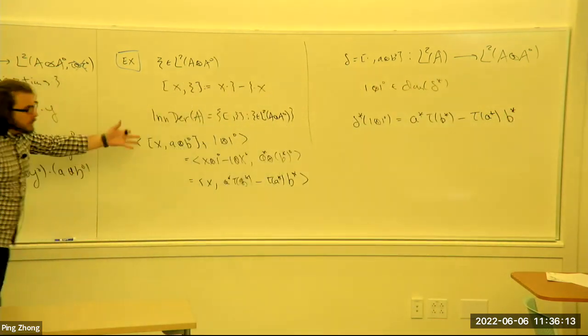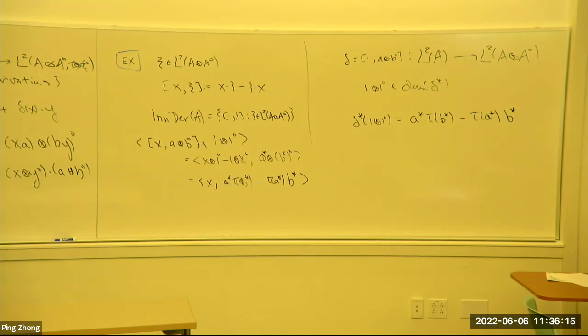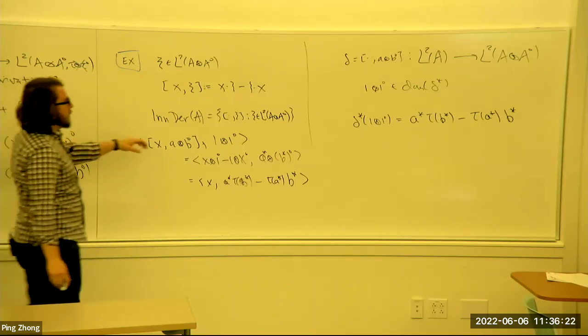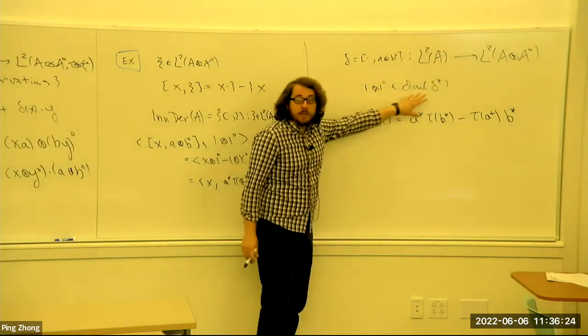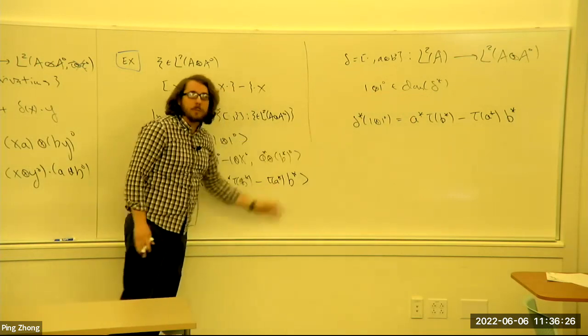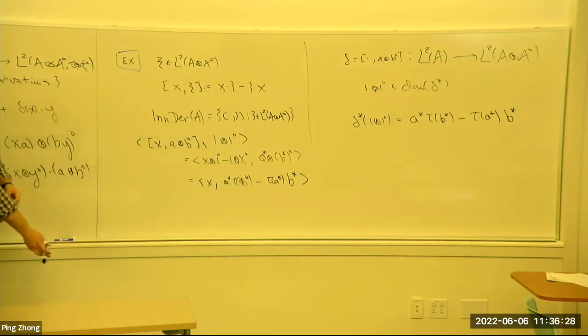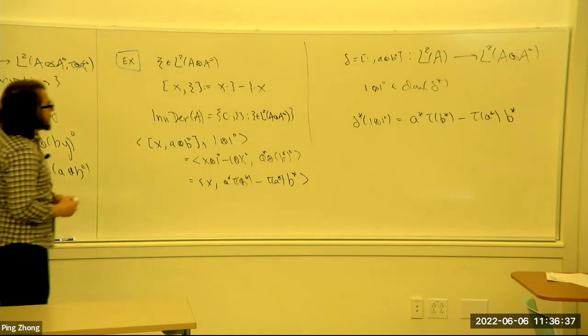And well, we did this for an elementary tensor, but there's nothing stopping you from doing this for a generic vector in L2 of A. So in fact, all inner derivations satisfy this property that 1 tensor 1 is contained in the domain of their adjoint, and we can say precisely what their image is. And well, the reason why we're going to care about this is because effectively this is going to give us sort of the next best thing to continuity in this context.